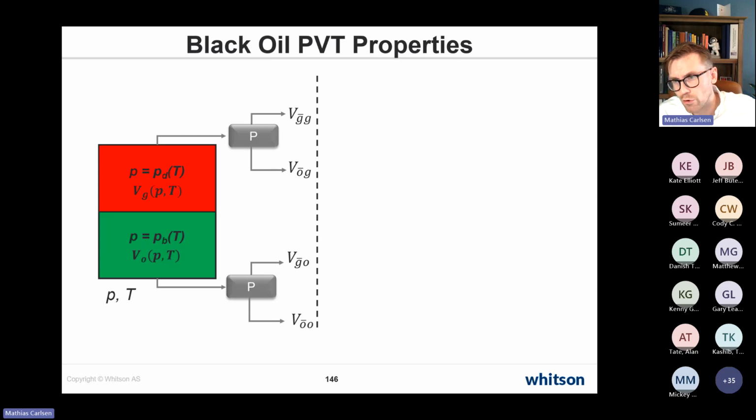So the dry gas formation volume factor is this, and the solution CGR is this right here. To go through it, the dry gas formation volume factor is the reservoir gas phase divided by the surface gas originating from the reservoir gas phase. And the solution CGR is the surface oil originating from the reservoir gas divided by the surface gas originating from the reservoir gas.